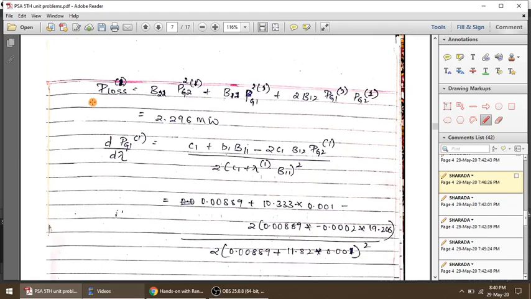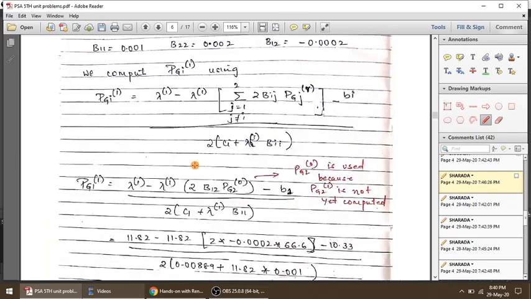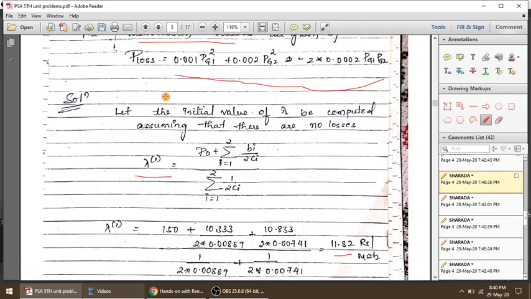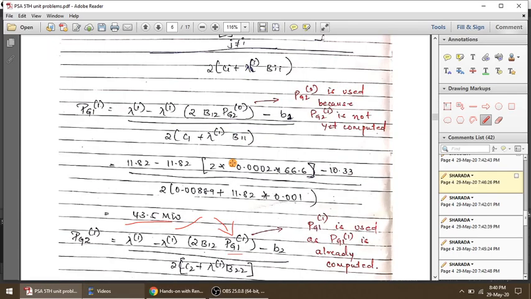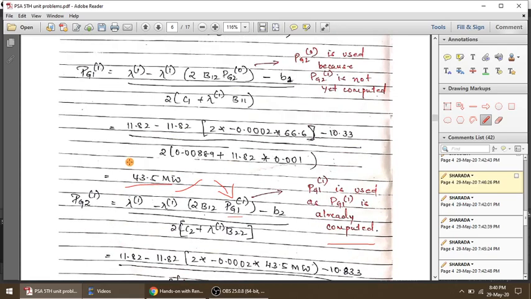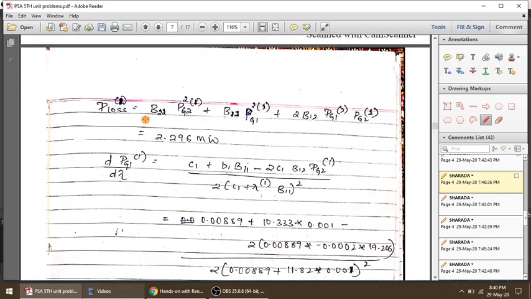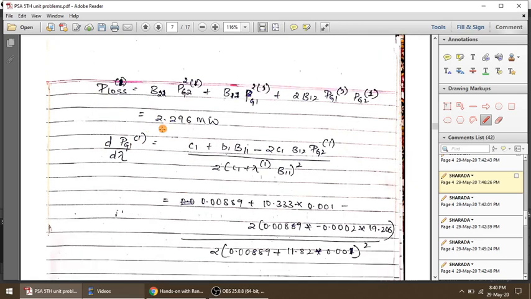Now from there I'll calculate p loss. This is the expression for p loss. I'll substitute whatever values I have got here. So this pg1 and pg2 will be substituted in this expression and I'll calculate the p loss, and I get p loss around 2.296 megawatt.